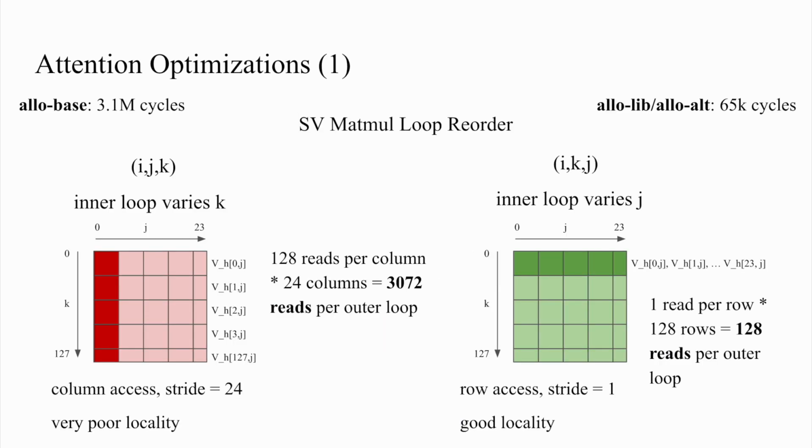Next, onto attention optimizations. In the base version, because of the way our loops are ordered, we were accessing every column, and this is very bad for locality, requiring over 3,000 reads per loop. By simply reordering the loop, we can keep hitting with 24 uses per read and reduce the number of reads required for every loop to 128. This speedup was provided by the Allo library function, and we went from 3.1 million cycles in the base to 65,000 cycles in the lib and alternative version.